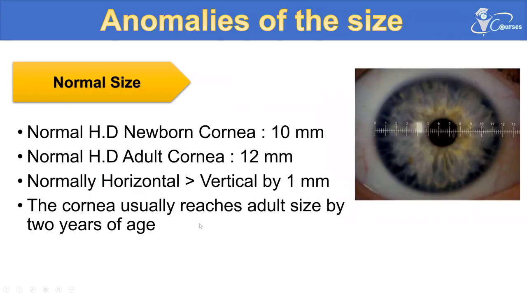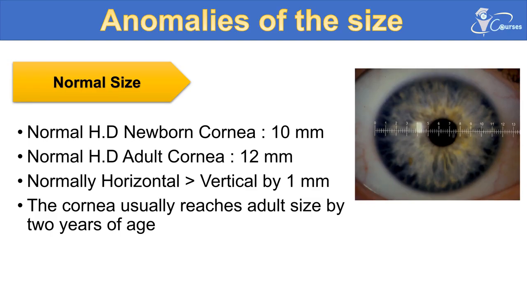Okay. Now let's move to talk about the anomalies of the size. In order to know what the anomalies of the corneal size are, we need to know what the normal corneal size is. The normal horizontal diameter of the newborn cornea is around 10 millimeters. This horizontal diameter increases until it reaches the adult corneal size, which is 12 millimeters, by the age of 2 years usually. So the adult corneal size is 12 millimeters, while the neonatal corneal size is 10 millimeters.